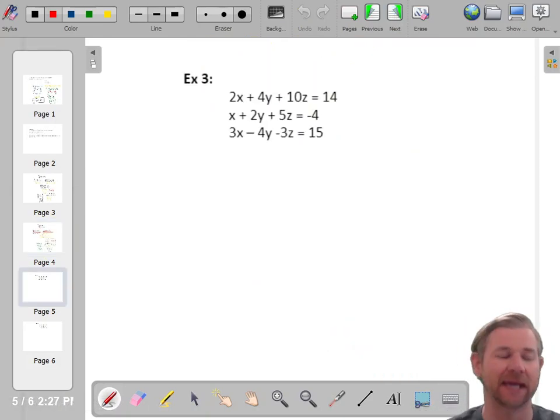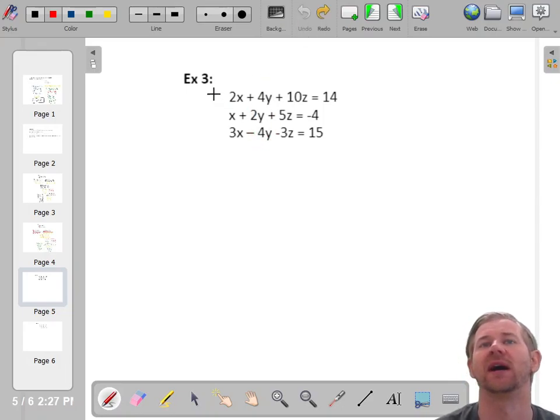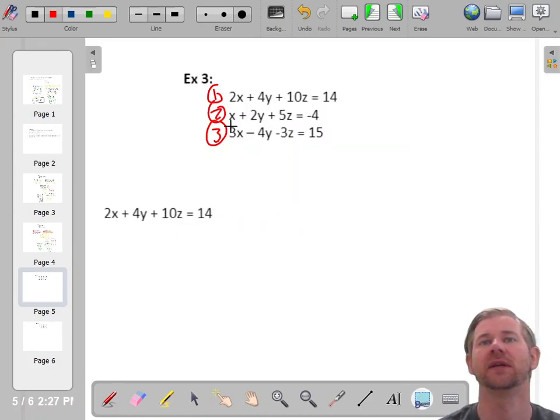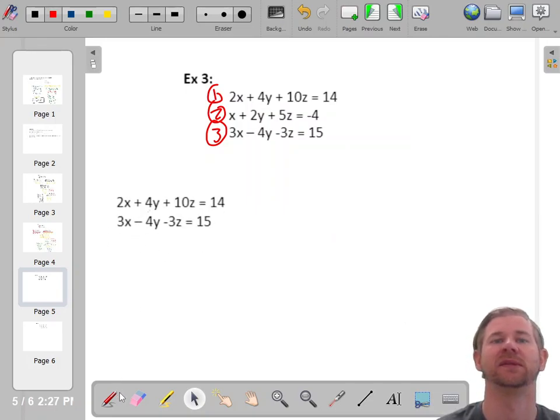Let's play the same game. It looks like I could do 1 and 3 and get rid of y. So anytime I have one that's already set up, I usually take the win. Here's 1, here's 3, okay. Not always, but most of the time this seems to be the way to go. 1 and 3. Now we will eliminate y.